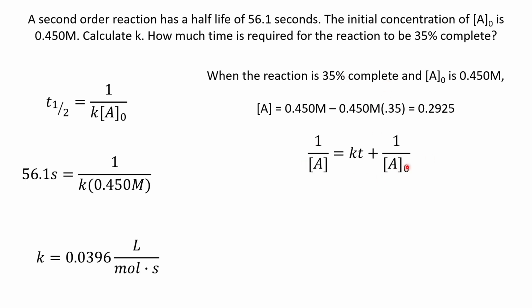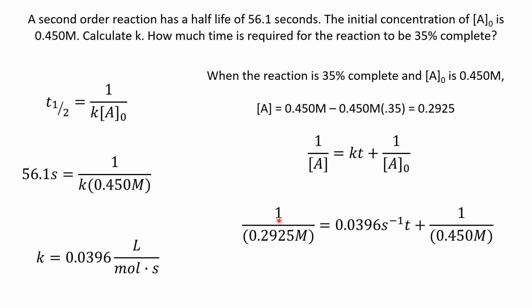So now that we know what our concentration of A is at 35% complete, we're simply going to use our integrated rate law right here to figure out how much time we need to get to that 35% completeness. I just calculated my concentration of A at 35% complete. I know my value of K because I just calculated it right over here from the half-life. And of course, the problem gives me my initial concentration of A. So at this point, I'm just putting numbers in and I'm going to solve for T. So here is my 1 over 0.2925 times my value for K. Again, I am solving for T and my initial concentration is 0.450 molar.